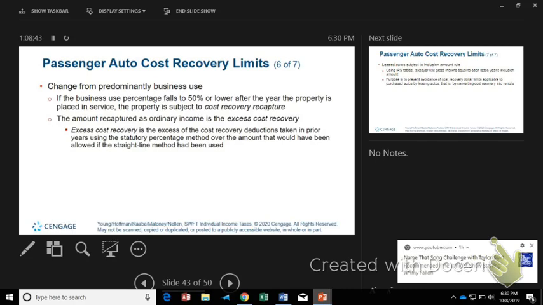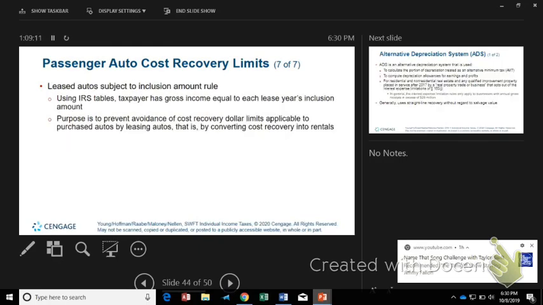If the car changes from predominantly used for business, then you have to recapture those amounts going forward. Kind of a big pain in the butt. So it's kind of how I told you, don't put something on your taxes if you think it's going to come back. Sometimes this is harder to do if you change jobs and you no longer drive your car for work or anything like that. You might have to go back and go through. So the amount recaptured has to be done as ordinary income. So you have to claim that income on your tax return. Leased autos are subject to inclusion amounts. You can use the tax tables to come up with this, but including leased cars is a little bit trickier.